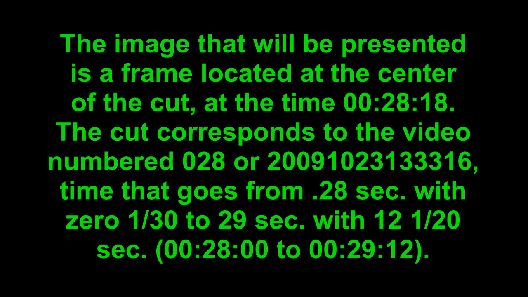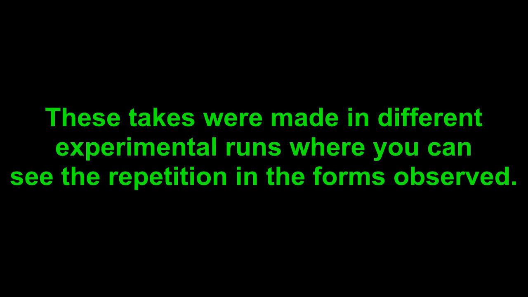Stage 2. The image that will be presented is a frame located at the center of the cut at the time 28 seconds with 18/30ths of a second. The cut corresponds to the video number 28, time that goes from 28 seconds to 29 seconds with 12/30ths of a second. These takes were made in different experimental runs where you can see the repetition in the forms observed.